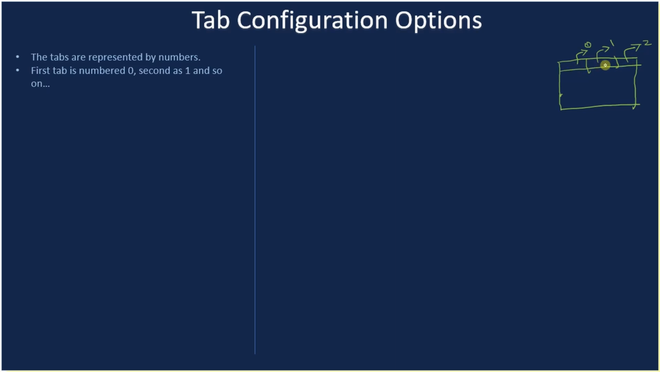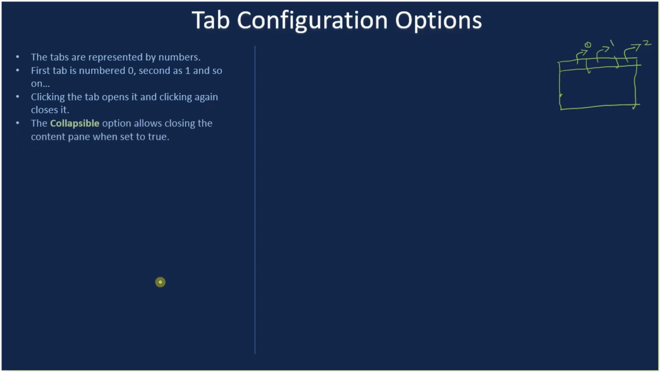We can access any tab at runtime. Clicking the tab opens it, and clicking it again closes it. The collapsible option allows closing the content pane when set to true. So this is one property for the tab, collapsible option, and when you set it to true, it allows closing the tab as well as opening the tab.